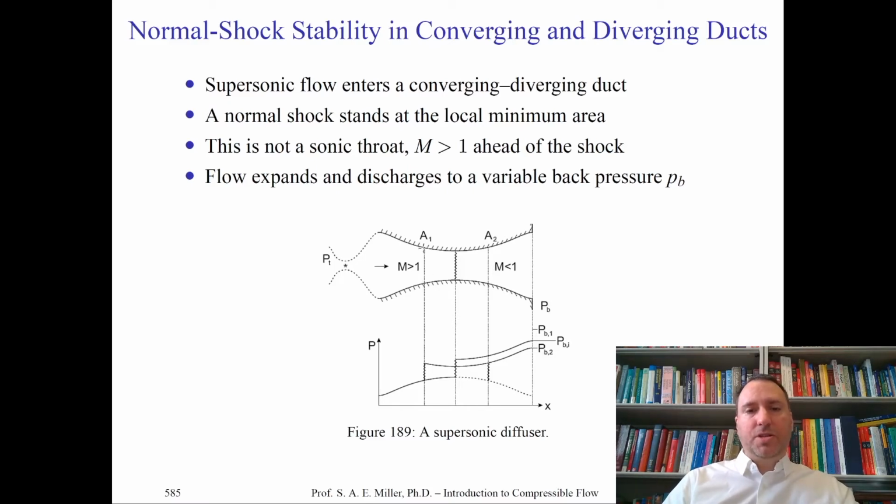The first is where the shock wave resides at some area A1, which resides in the converging part of the supersonic diffuser. It could be at A2, which is the divergent part, or it could be exactly at the throat of the supersonic diffuser. And we show these 3 situations in the graph here. Here is a shock wave in the converging part. The second case is a shock wave exactly at the throat. And the third case is a shock wave in the divergent section.